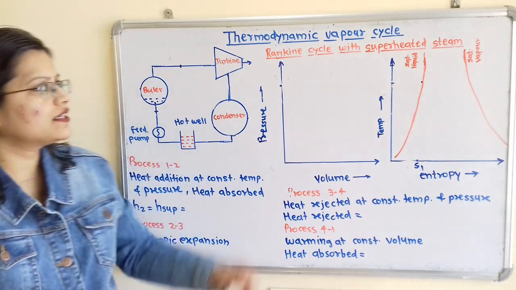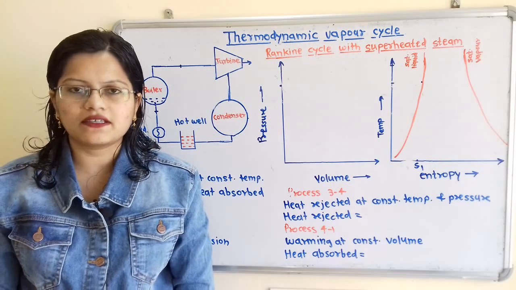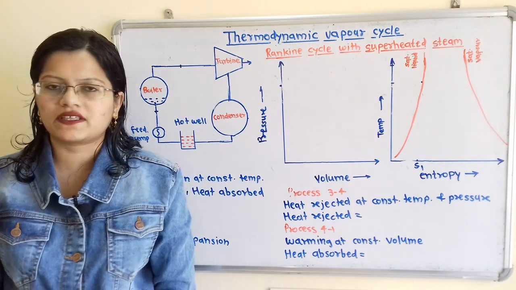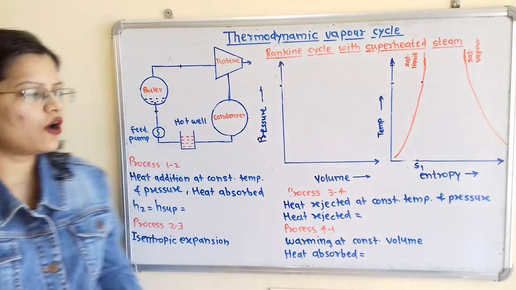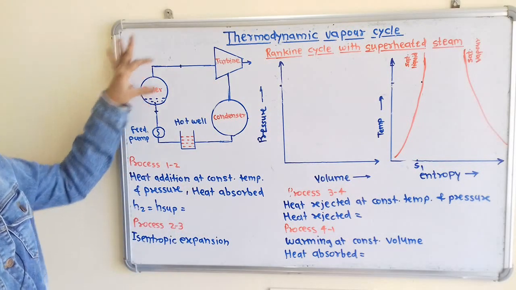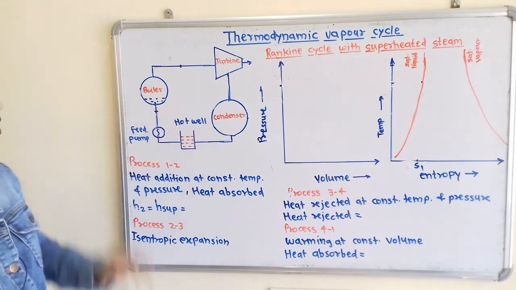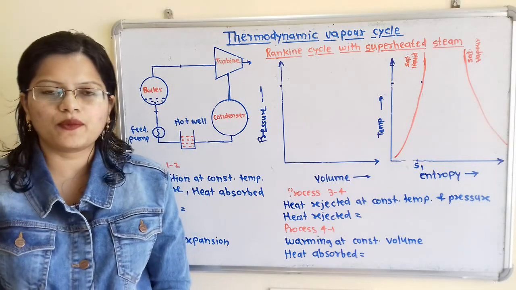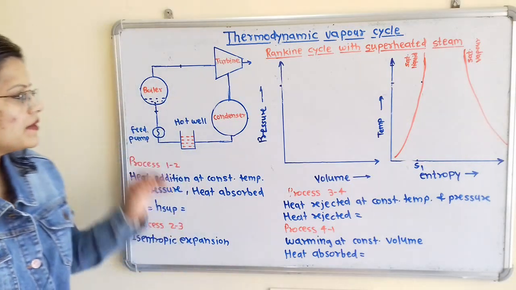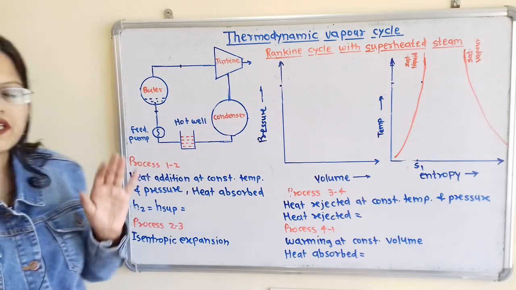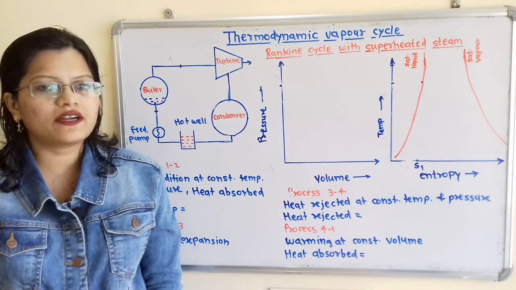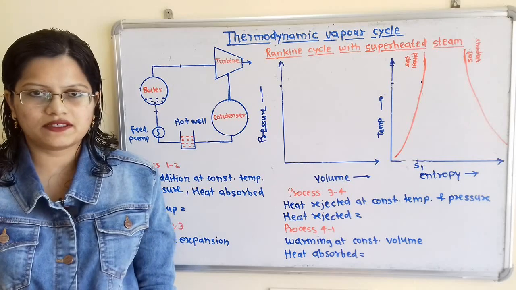As this cycle is a thermodynamic vapor cycle, steam is used as a working substance. If we observe this diagram, here boiler, turbine, condenser and hot well are the four main components where the steam is passing through each component when the different processes are taking place.